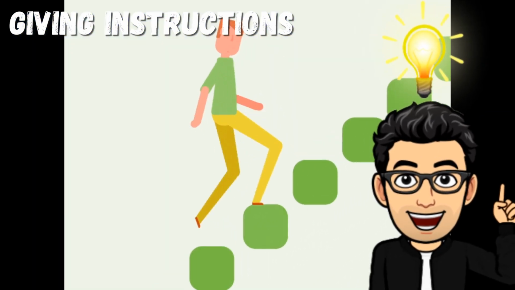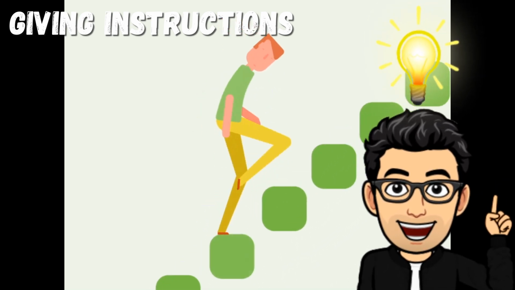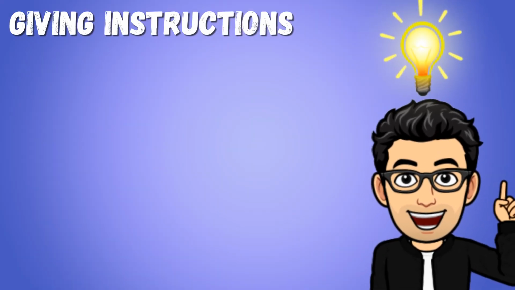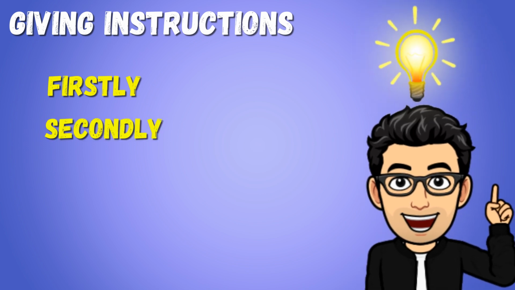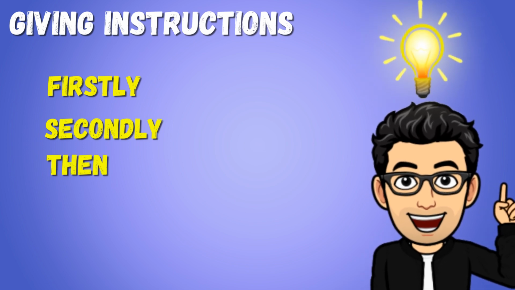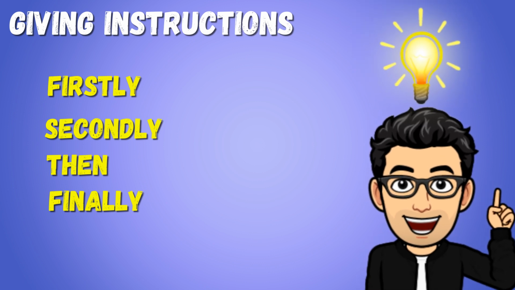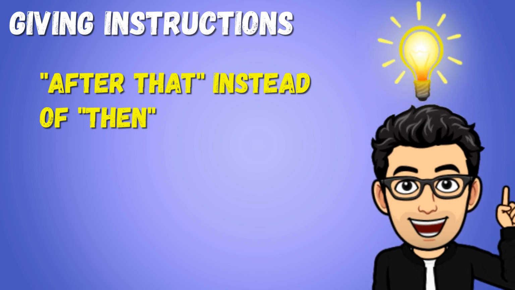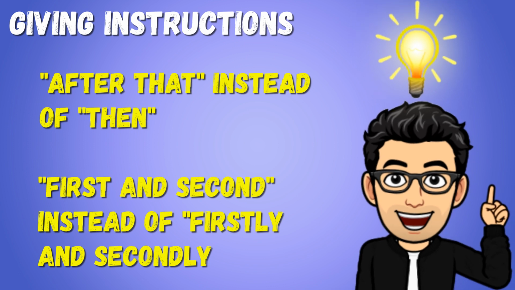The instructions are step-by-step, using sequence words to show the steps in the process. Some examples of these words are, firstly, secondly, then, and finally. You can also say, after that, instead of then, first and second instead of firstly and secondly.